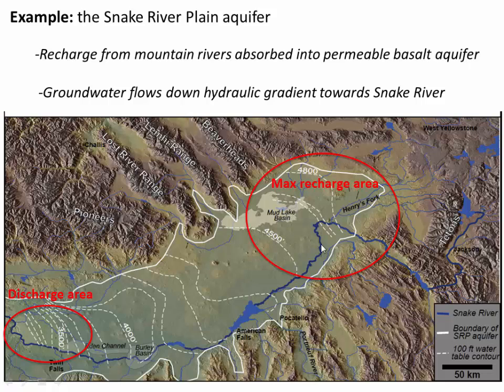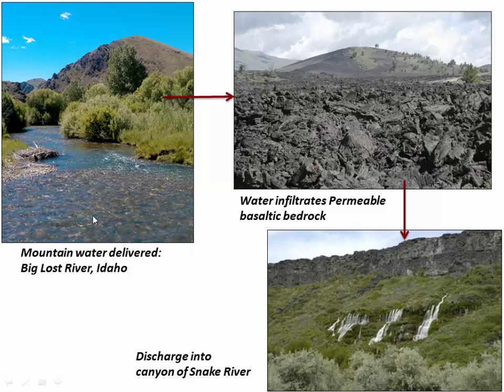Okay? So we're getting a lot of recharge up here. Then that groundwater flows down the hydraulic gradient and ends up being discharged through springs into the canyon of the Snake River, which is the regional low point in the topography. So here's some illustrations of that. Here's the Big Lost River in Idaho, bringing water that's about to disappear into the lava flows. Here's the lava flows themselves, seen at Craters of the Moon National Park. It doesn't take much to imagine how permeable these fresh lava flows are.